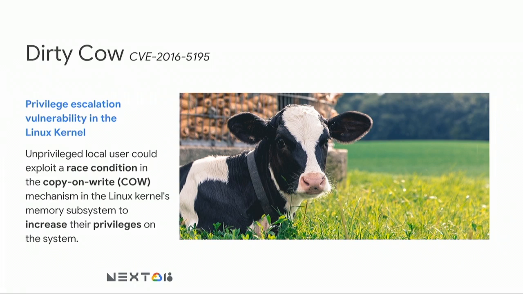One of the most famous examples of that pattern of attack, I think, is Dirty Cow, reported in 2016. It's a privilege escalation vulnerability inside the Linux kernel. An unprivileged local user could exploit a race condition in the copy-on-write, so therefore COW, mechanism in the Linux kernel subsystem to increase their privilege on the system.